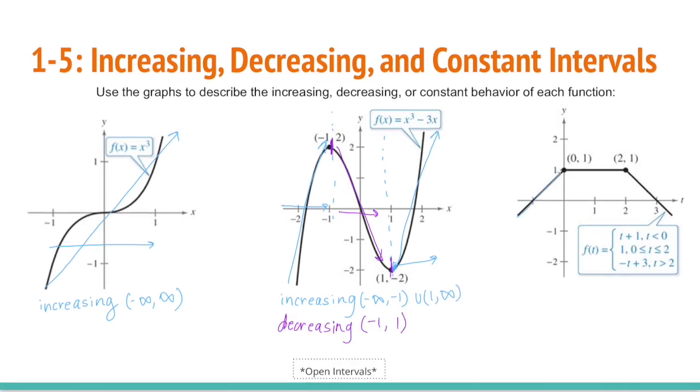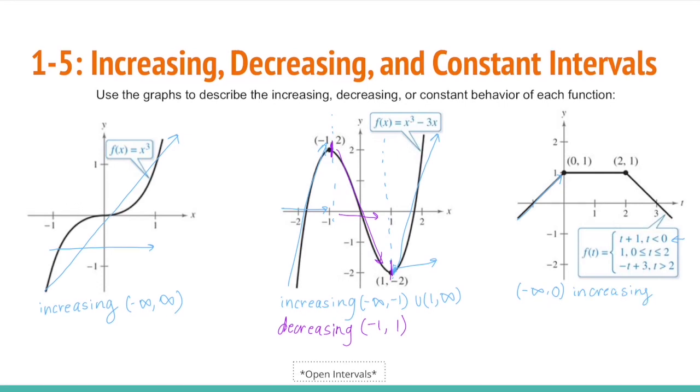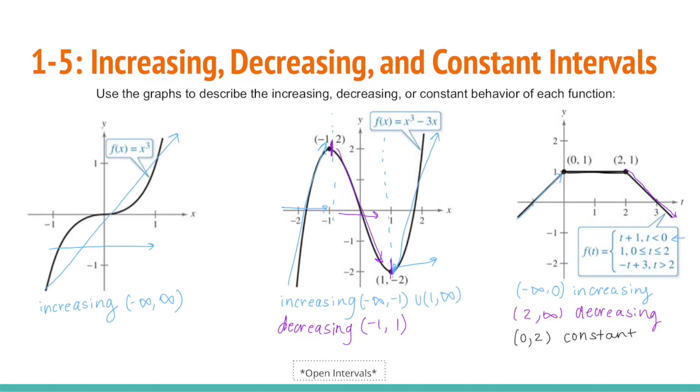So on this last example, this piecewise function, it's 3 different linear functions put together. So I can tell just by the slope of my functions. So from negative infinity to 0, my slope of that line is positive, so I know my function is increasing there. Now at the end, from 2 to positive infinity, my slope is -1, so that means my function is decreasing there. Now in the middle, that's a straight line. My slope is 0, so my function is constant there.